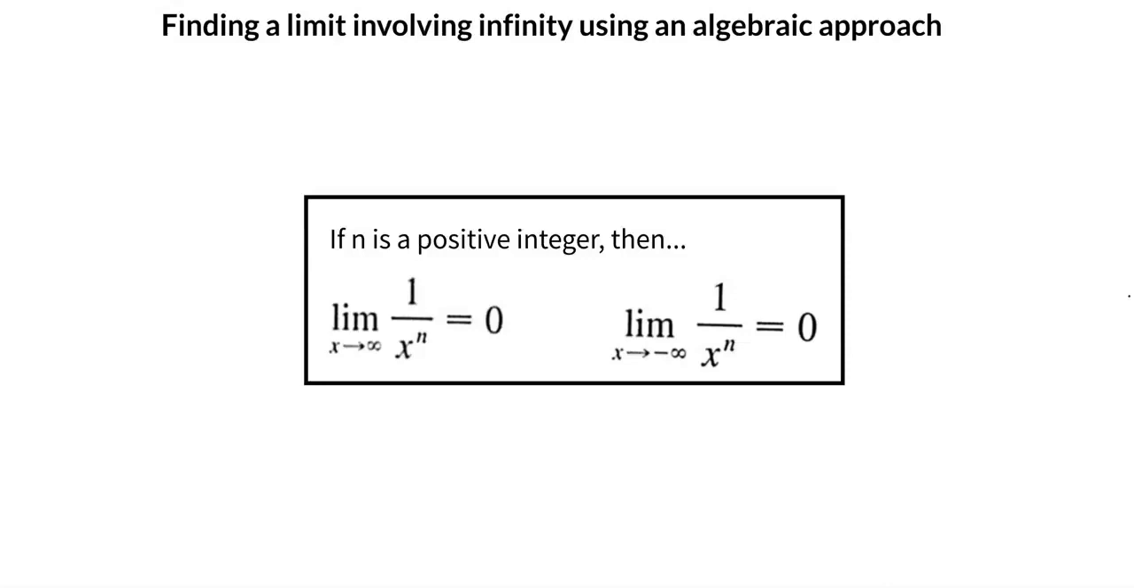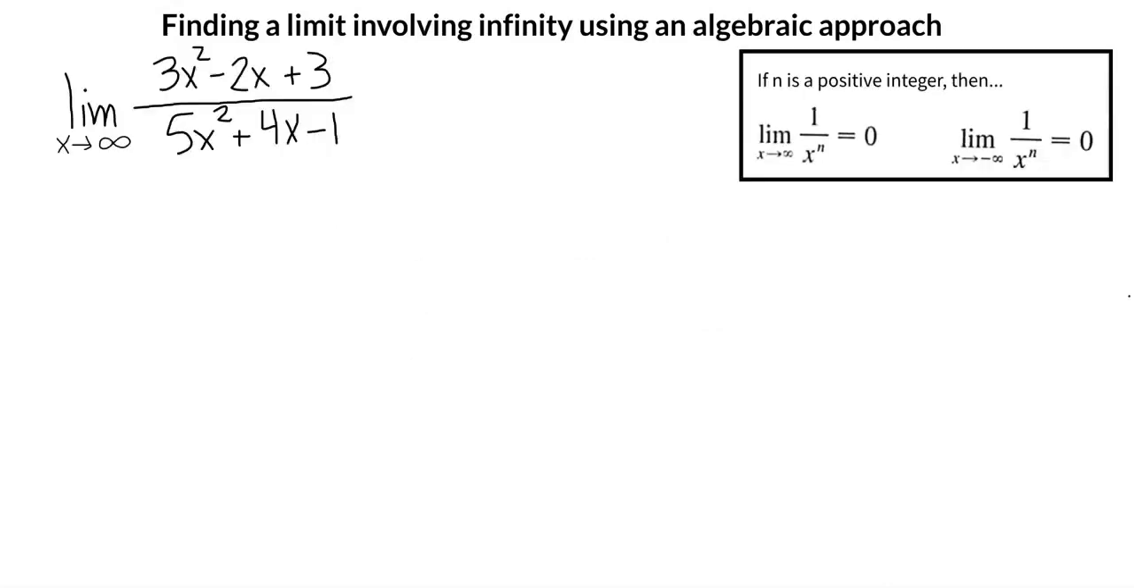So let's apply this concept in an example. Let's evaluate this limit. To solve this algebraically, we first need to do some preliminary algebra so that we can get to a point that we can examine their ratio. We need to divide the numerator and the denominator by the highest power of x that occurs in the denominator. Doing so will allow us to use the limit definition we just learned.